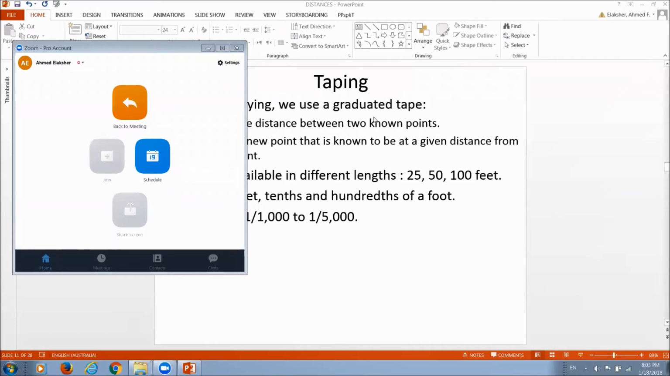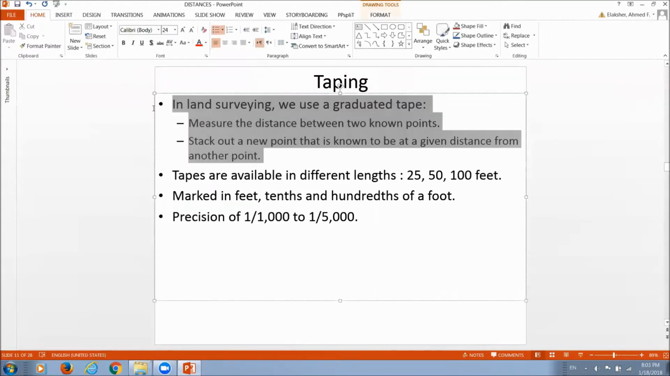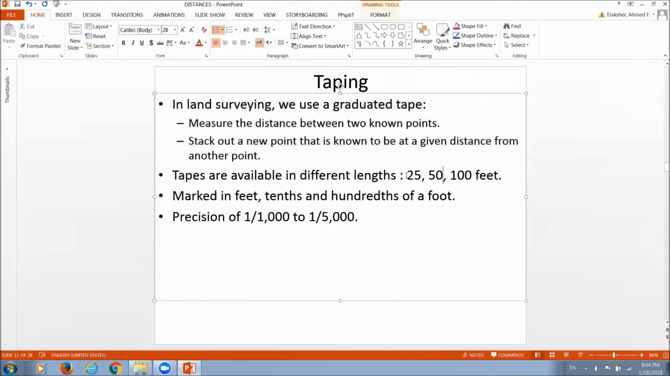Okay, so let's talk a little bit about taping. We've done taping in our labs. We have different types of tape lengths. The ones we use in surveying are the 100-foot tape and the 200-foot tape. We have both. These are the main ones. Just to remind you that our tapes are marked in feet, tenths of a foot, and hundredths of a foot. Another thing to know is the precision of these tapes is 1 to 2,000 to 1 to 5,000.